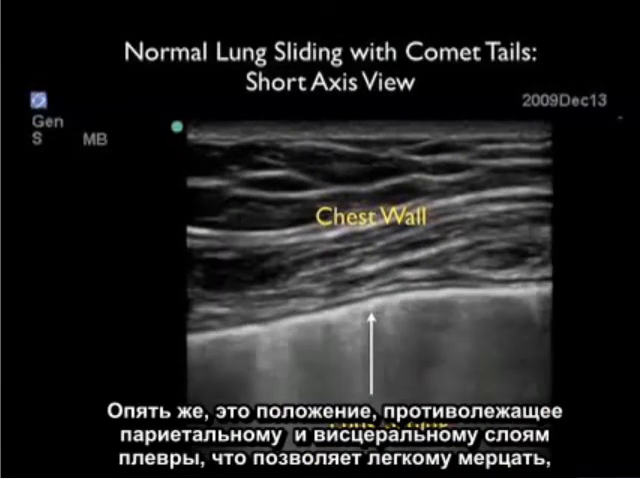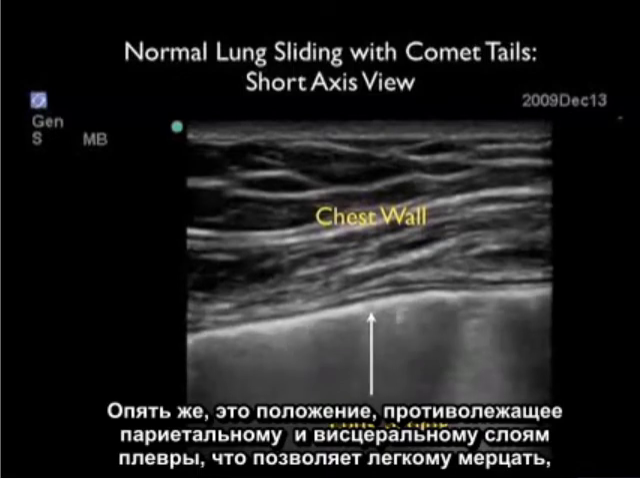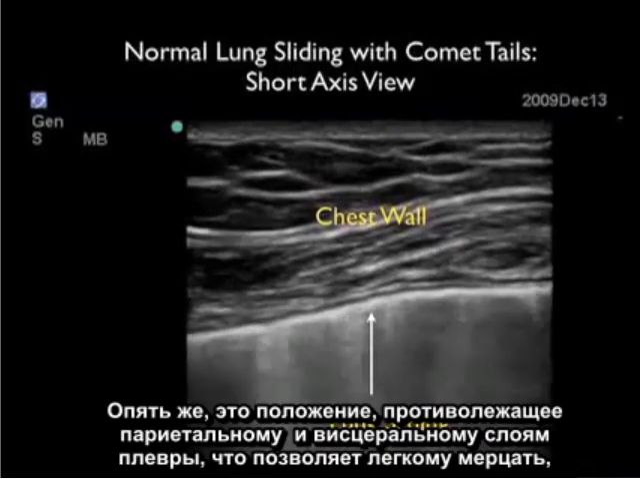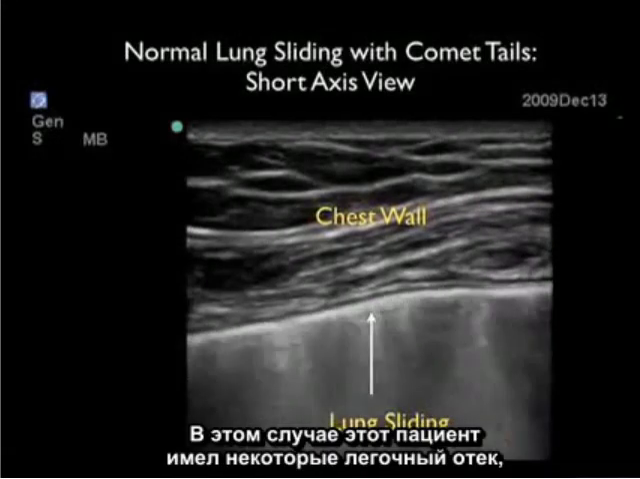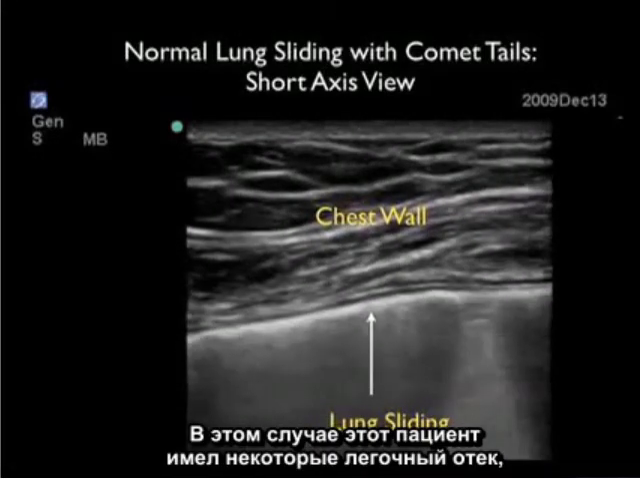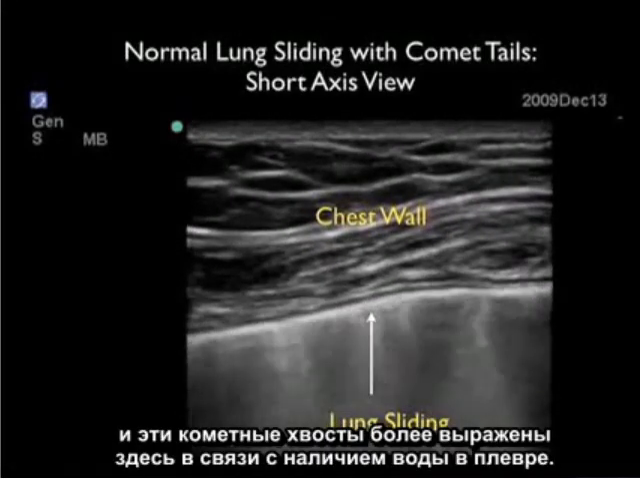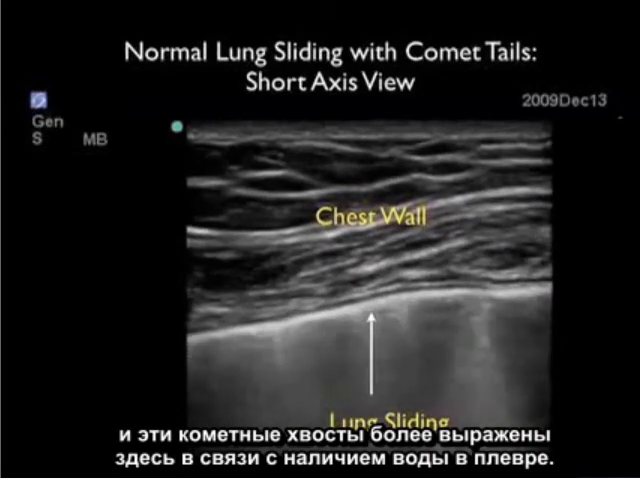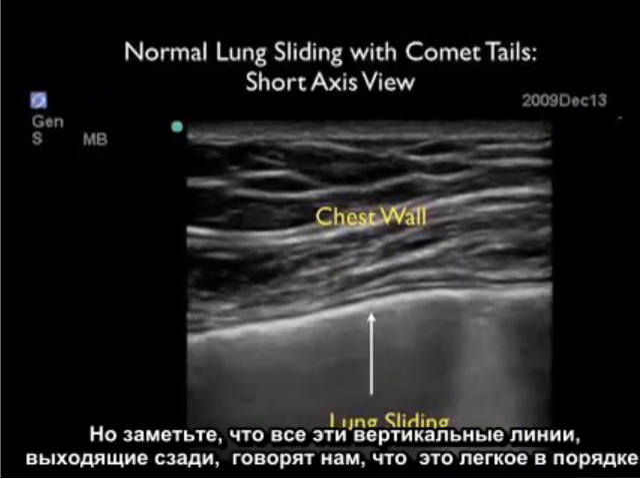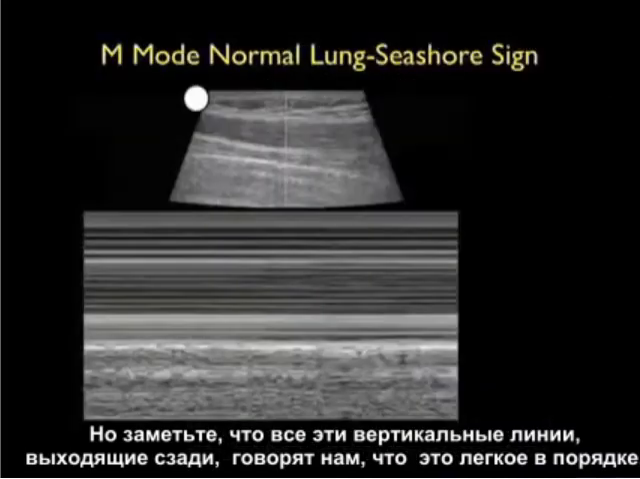Again, it's that opposition of the parietal and visceral layers of the pleura that allows the lung shimmering, but notice here all the comet tails coming off the back. In this case, this patient had some pulmonary edema associated with the lung, and these comet tails are more pronounced due to the presence of water within the pleura. But notice all these vertical lines coming off the back telling us this lung is up.